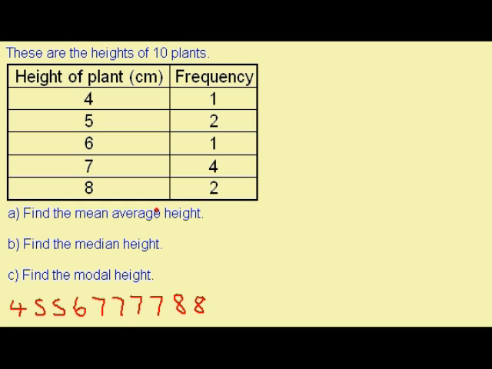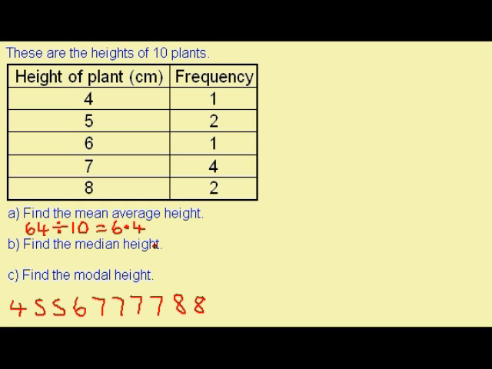To find the mean, I'm going to add them all up, which gives me 64. Then I'm going to divide by how many I've got, which is 10. That gives me a mean of 6.4.